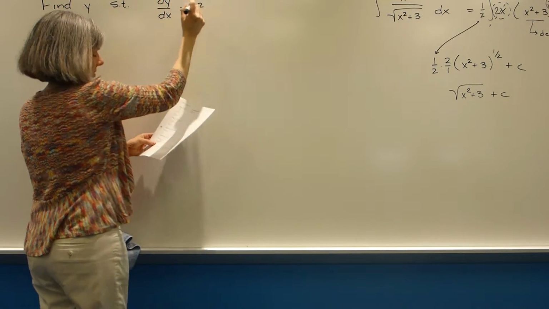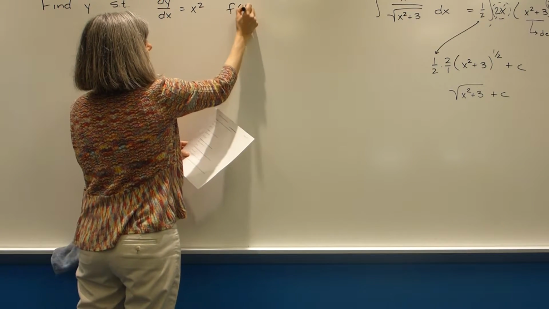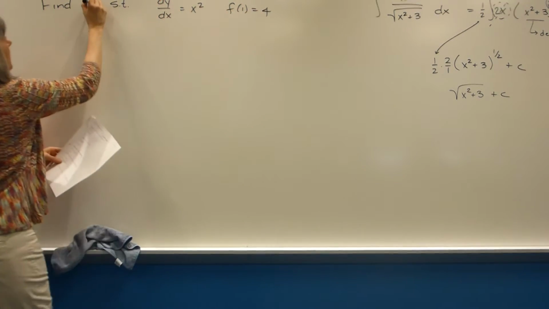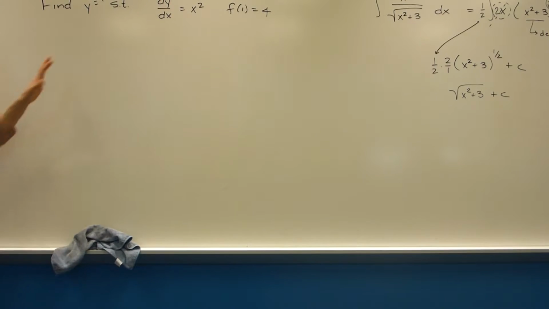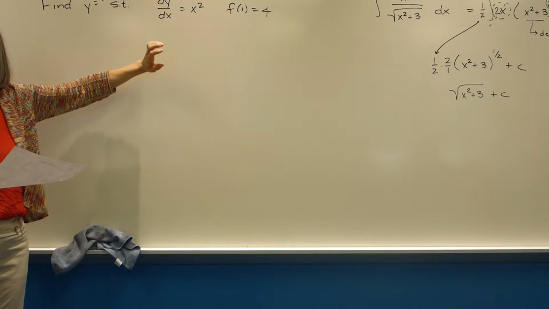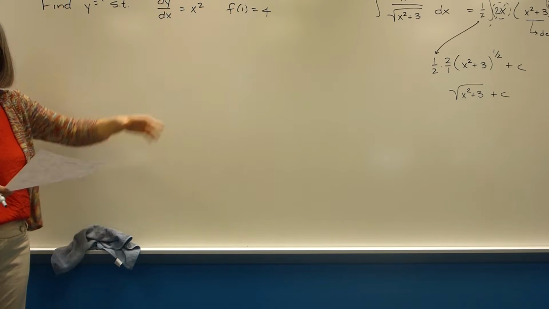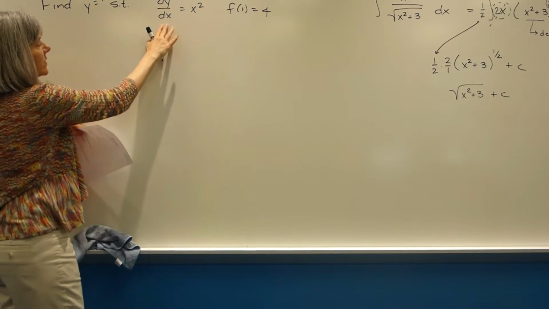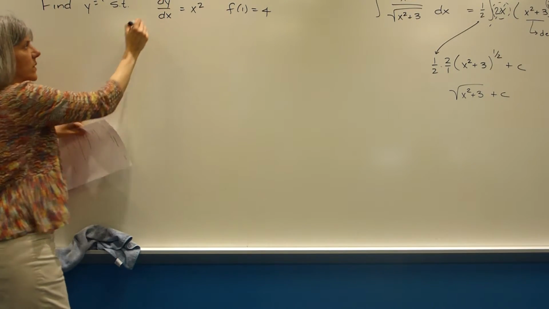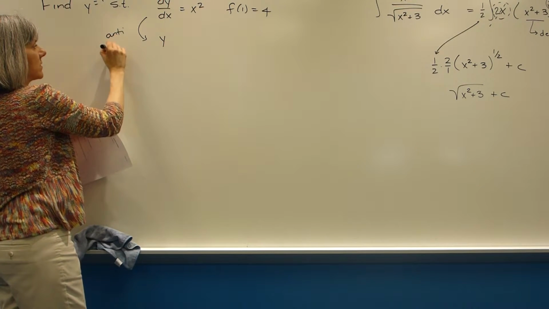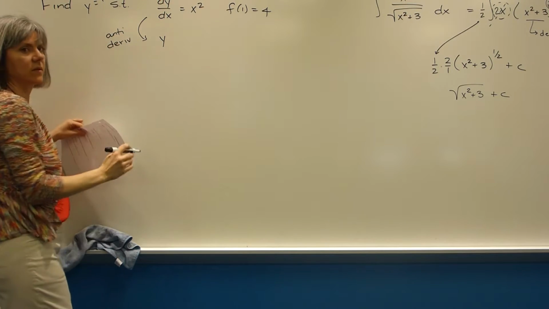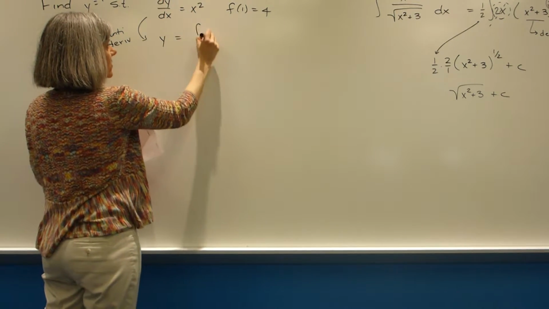Okay, so such that dy/dx equals x squared and f of 1 equals 4. So when I do this, what is the first process I'm trying to do? I know the derivative and I want to find y. So what is my process? Antiderivative. So go ahead and write yourself some instructions.